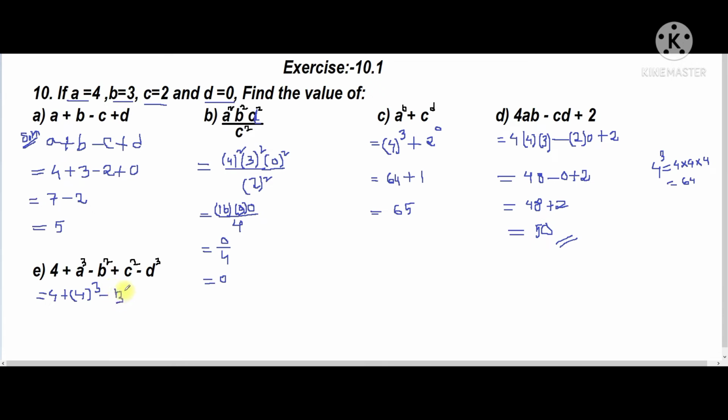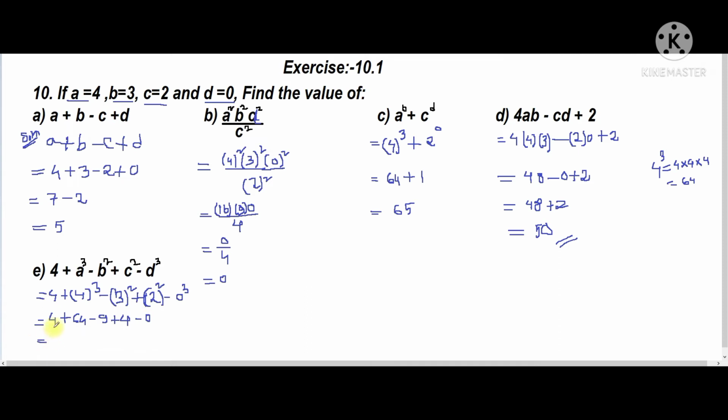This will be squared there, and then plus c square. The c value is 2, so we write 2 square, and the d value is 0, so we write 0 square. First one, we have 4, so we write 4, and 4 cube means 64, and minus 3 square means 3 into 3, 9, and then 2 square is 4.